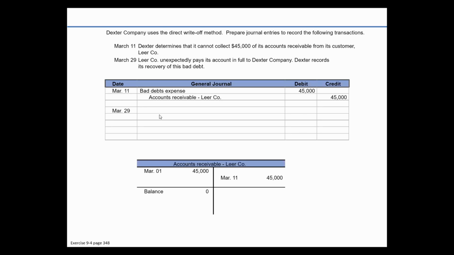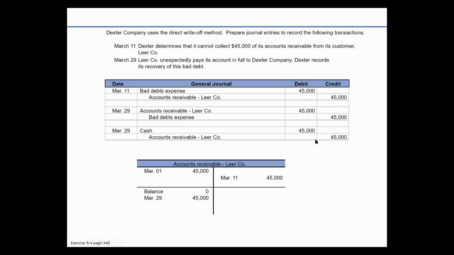Okay, so on March the 29th, we would have an accounts receivable Lear Company, $45,000 debit, and then we would credit the bad debt expense, $45,000. So that reverses what we did and does the opposite of what we did on March the 11th. Okay, so that reinstates their account. So that brings the owing balance of Lear back to $45,000. And then we'll go ahead then and record the payment. So we would debit cash, the amount of $45,000, because we're receiving money in.